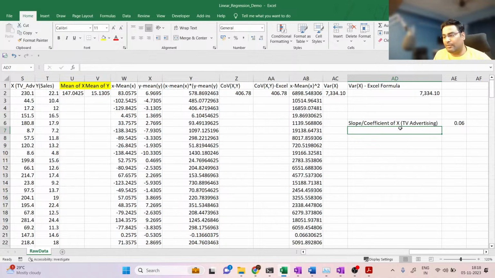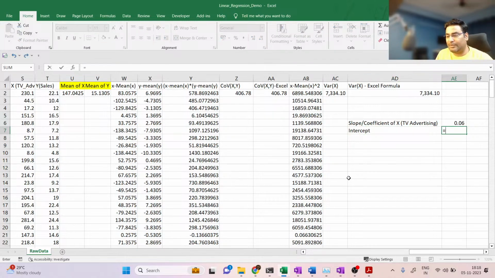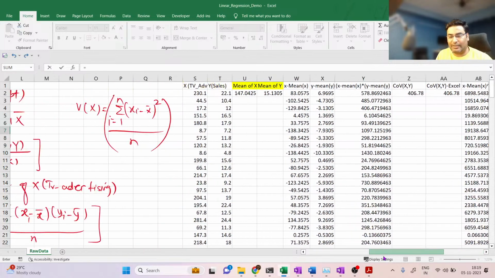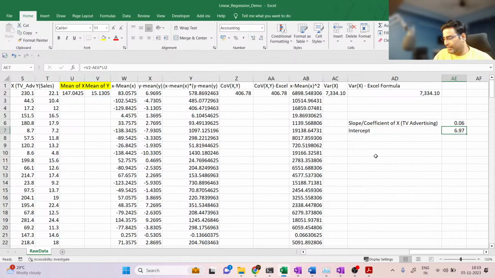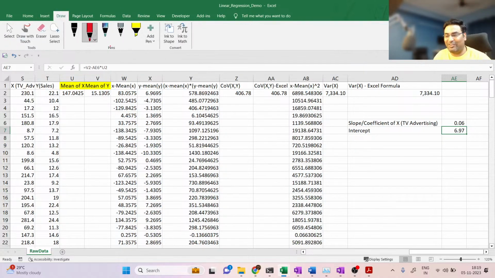And I will quickly confirm the formula, because the formula can be a little tricky to remember. And what is the intercept? Intercept is what? So intercept is y bar minus this value, beta 1, into x bar, right? That's what we are saying. So what is y bar? This is y bar minus this into x bar, right? So that comes to 6.97. So then my manually calculated linear regression equation comes out to be what?